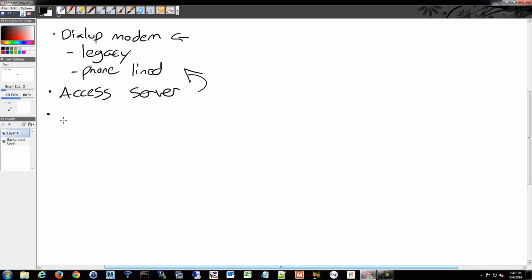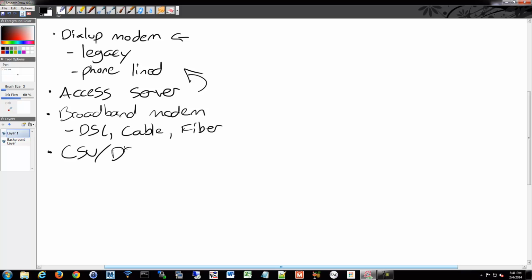And going into more recent types of modern connections, you have a broadband modem. Same idea as a dial-up modem, but it just connects to a different type of cable, a different network. So that's used with things such as DSL, cable, fiber, etc. You have the CSU and DSU. So the CSU offers termination for your signal.